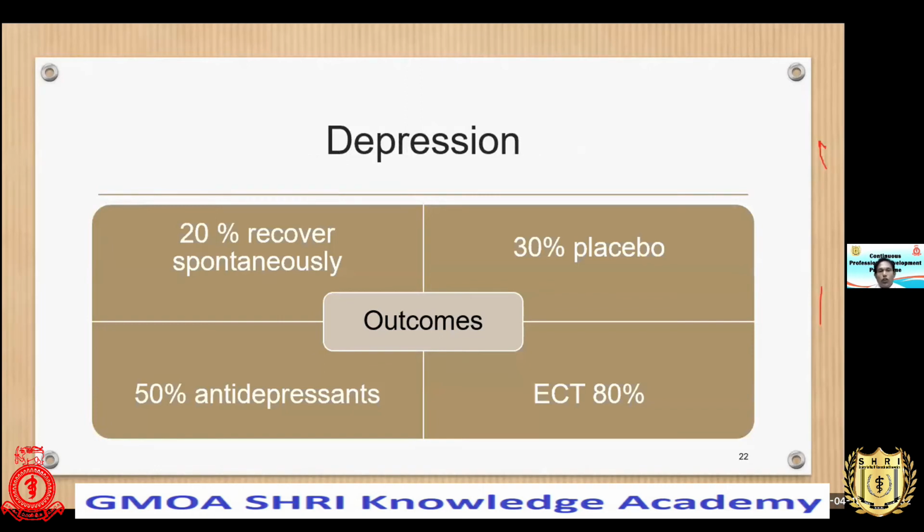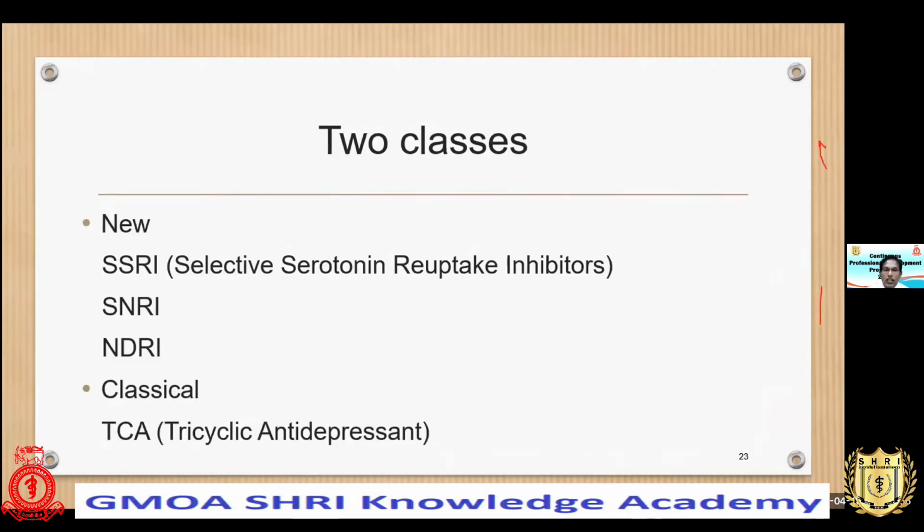Treating depression, I will tell you. Depression, this is the outcome. If we don't treat depression, 20% will spontaneously settle, but 80% will suffer. If we treat with placebo, 30% will settle, including this 20% of spontaneously settling people. If we start an antidepressant, 50% will improve. And if we give ECT, electroconvulsive therapy, 80% will improve.